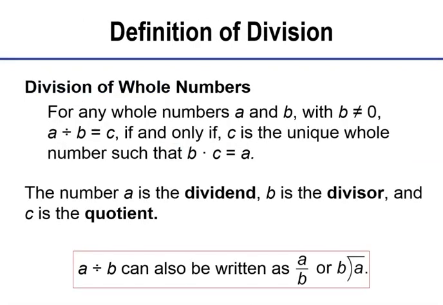Now, before we move into that third model, the repeated subtraction model, let's talk about the definition of division. What does that really mean? Well, for any whole numbers A and B, with B not equal to 0, A divided by B equals C if and only if C is the unique whole number such that B times C is equal to A.